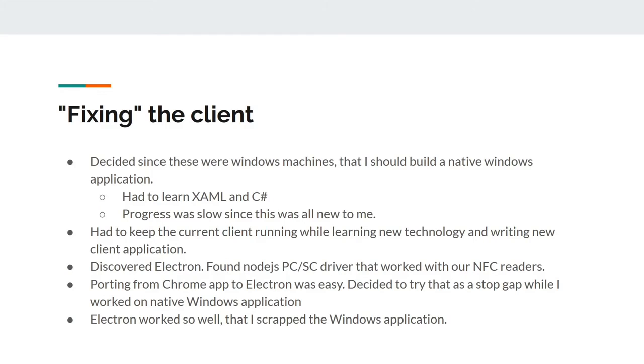I was able to port my application in less than a day, and it totally fixed the memory leak, and it worked great, and it worked so well, in fact, that I just scrapped the whole idea of building out a new Windows application. And after that, things really stabilized a lot.